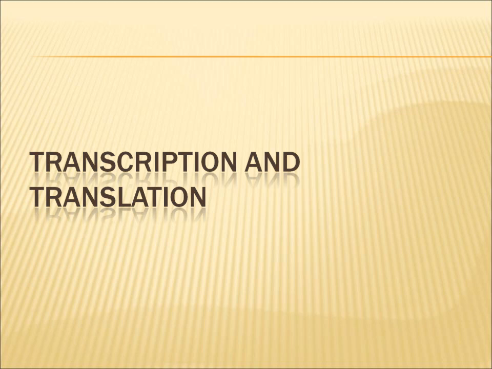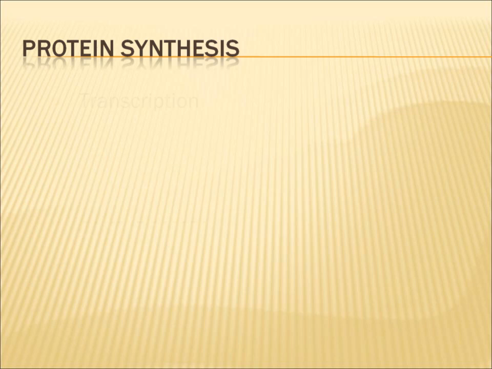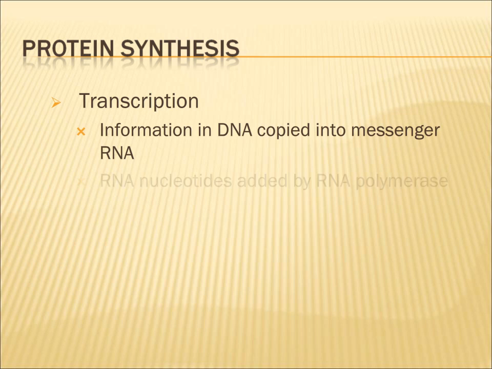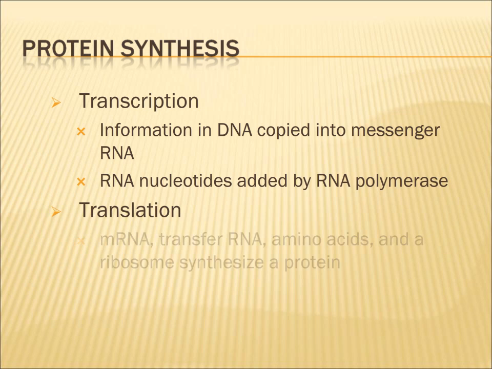Let's have a brief overview of the 2 major steps of protein synthesis: transcription and translation. Transcription is when a copy of the gene is made. The DNA is used as a template to produce the messenger RNA, or mRNA, by an enzyme called RNA polymerase. Translation is when the messenger RNA binds to a ribosome in the cytoplasm, and another type of RNA called transfer RNA brings the correct amino acids to build the protein.